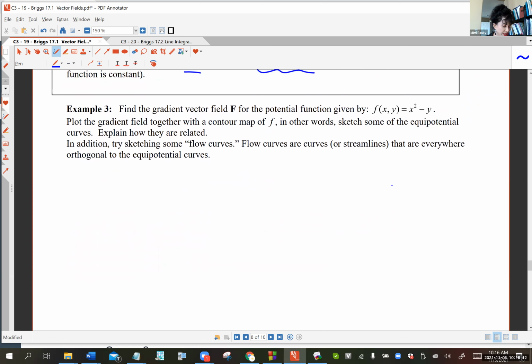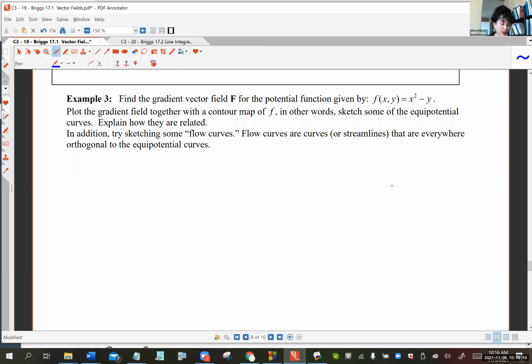So let's do a little example here so you can put all these thoughts together. We're going to find the gradient vector field F for the potential function given by f(x,y) equals x squared minus y. So this is the opposite of what we did last time.